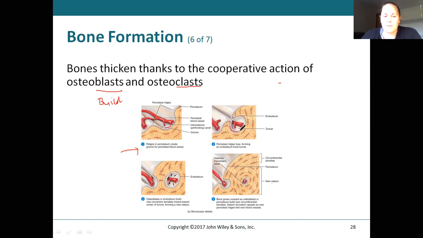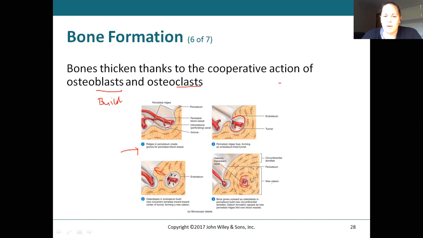And slowly but surely you have a tunnel that's formed around those blood vessels using the osteoclasts. But then you also have that expansion of bone that is being created by the osteoblasts. So the osteoblasts in the endosteum build new concentric lamellae towards the center of the tunnel, forming new osteons. So you have more osteons that are formed here. And so this is going to create an osteonic canal.